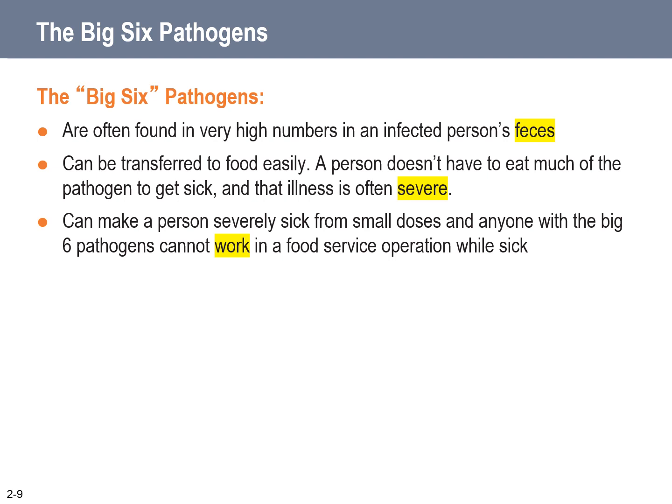So the big 6 pathogens are found in very high numbers in a person's feces, and that person is usually sick. They can be transferred to food very easily, and the person does not have to eat much of it to get sick, and they can get very severe sickness from that. And a person can be severely sick from small doses from any of the big six, and they should not work in a food service operation while they are sick.